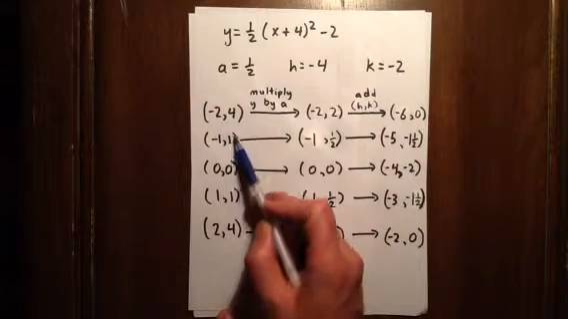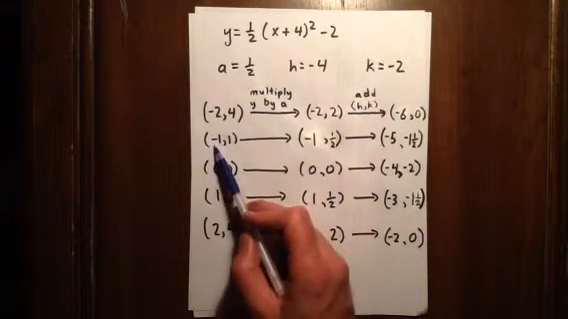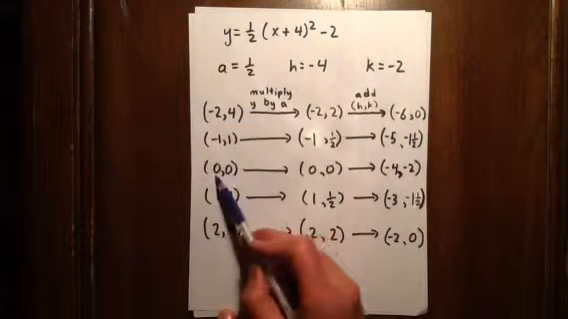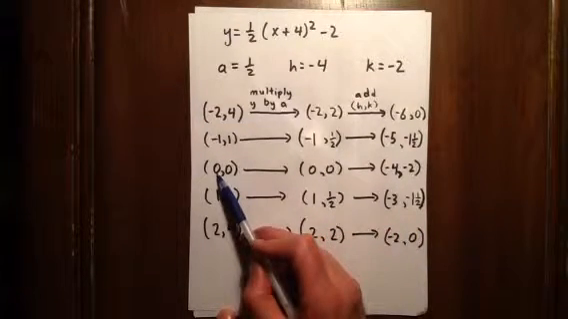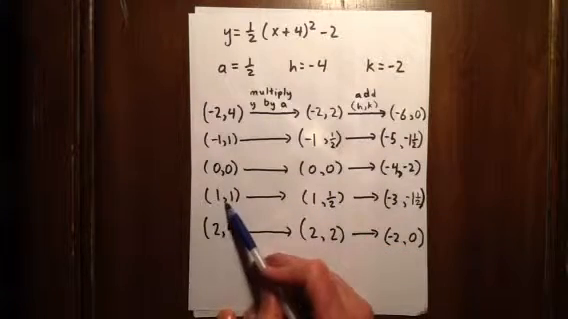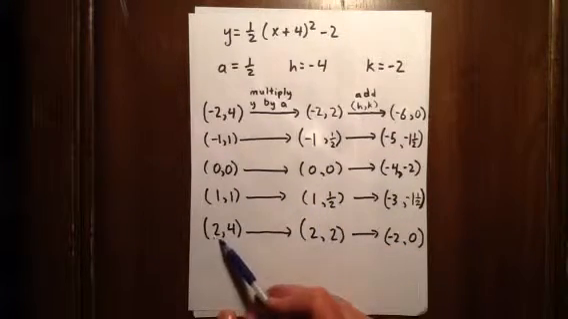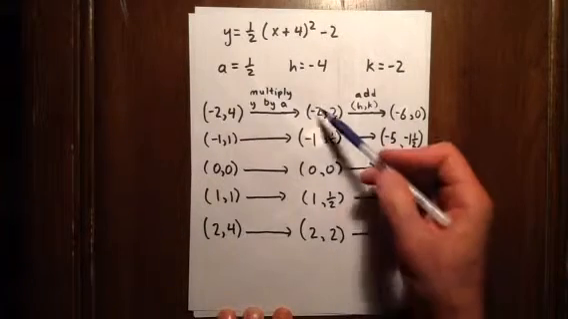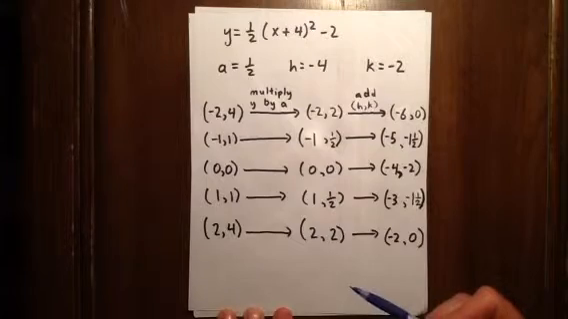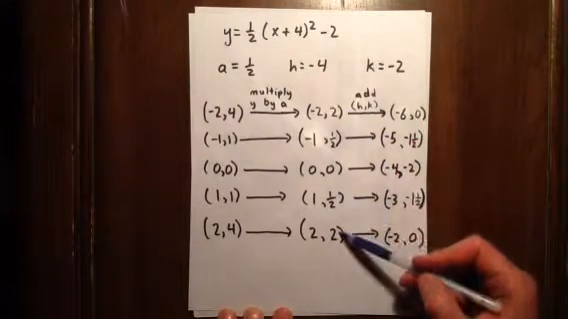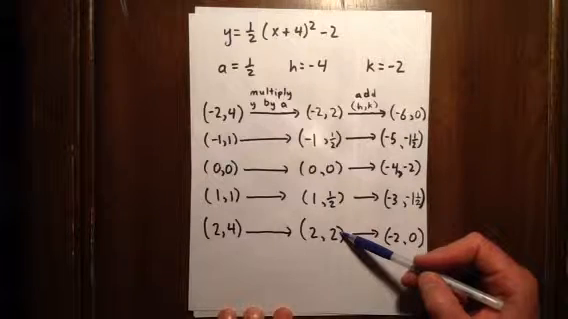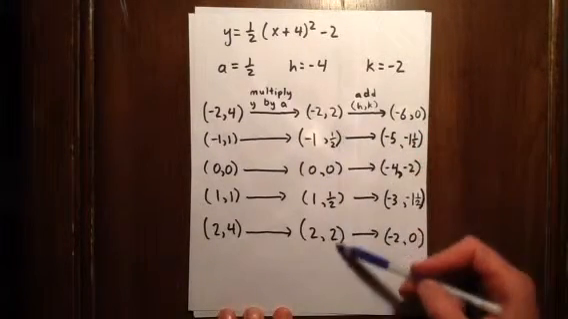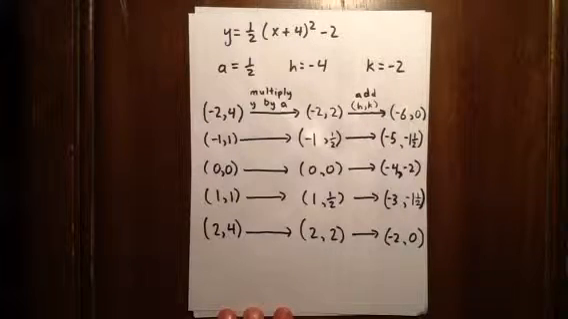(-1, 1), multiplying the y coordinate by 1/2, becomes (-1, 1/2). (0, 0) stays (0, 0). (1, 1) becomes (1, 1/2), and (2, 4) becomes (2, 2). So notice that in this first stage, all the x values remain the same, but all the y values were changed. Actually, the 0 wasn't changed, but we multiplied all the y values by 1/2. Now, that was the vertical stretch portion, and also, had there been a reflection in the x-axis, this step would have accounted for that as well.